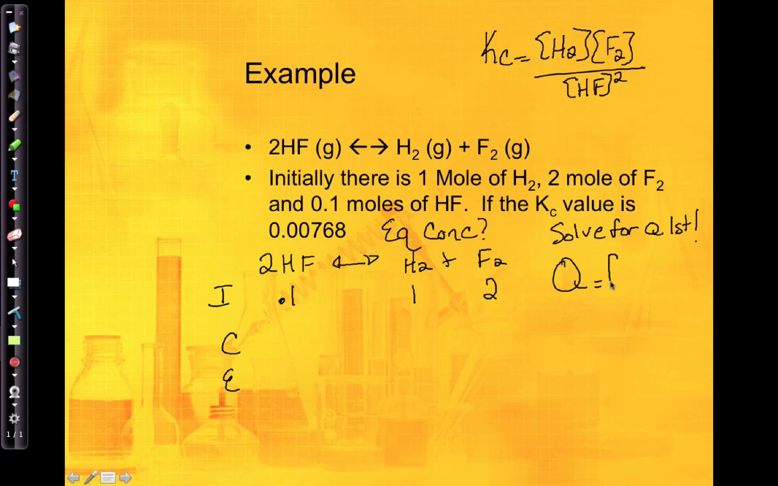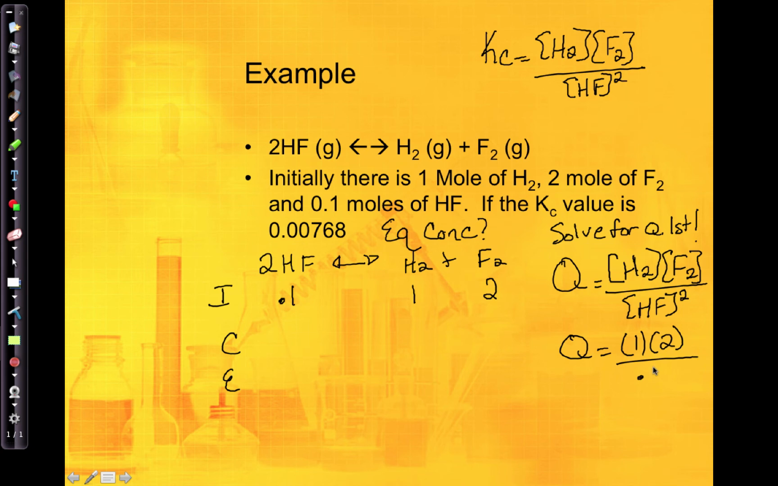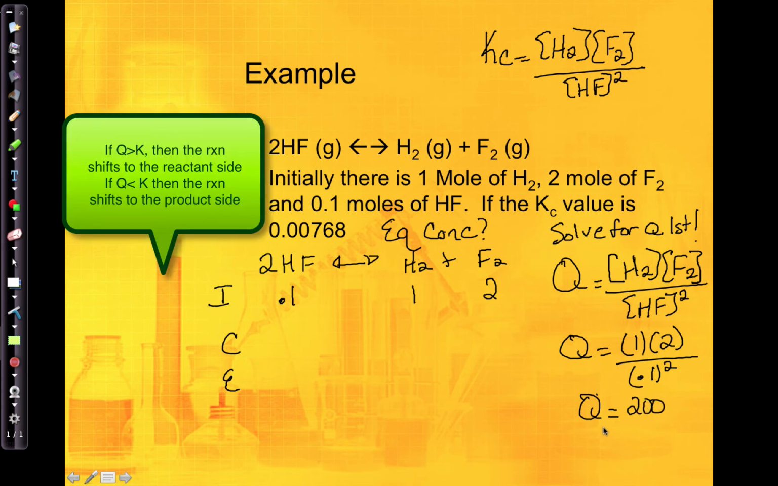So Q is the same expression as K. The only difference is Q is at any time at all during the reaction, so it's not necessarily at equilibrium. All right, so Q is equal to 1 multiplied by 2 divided by 0.1 squared. And when I do this, I get Q equals 200. It's way big. So here, Q is greater than K.